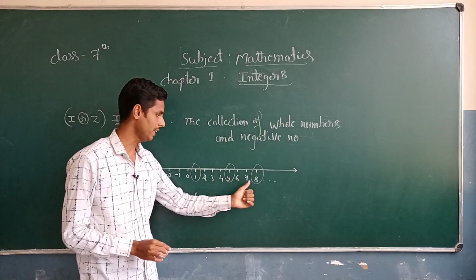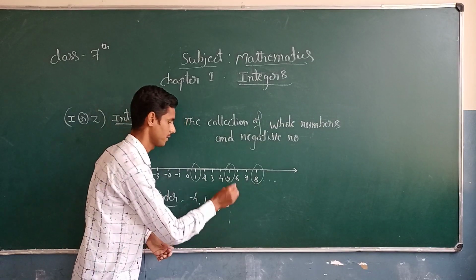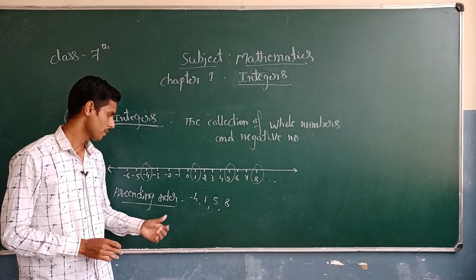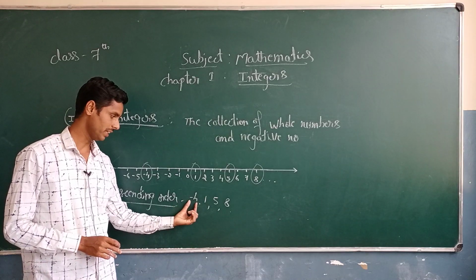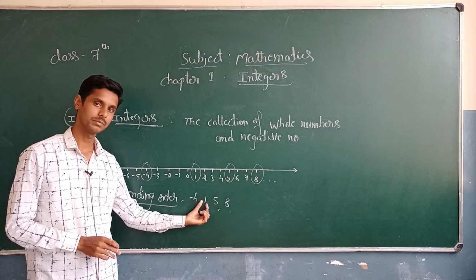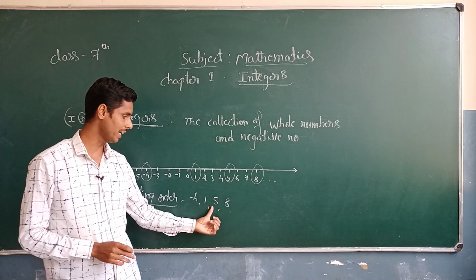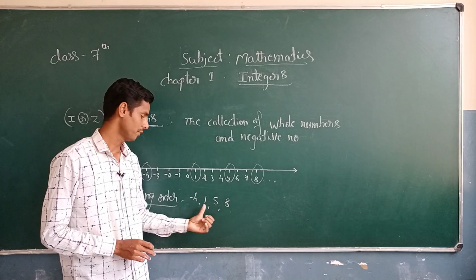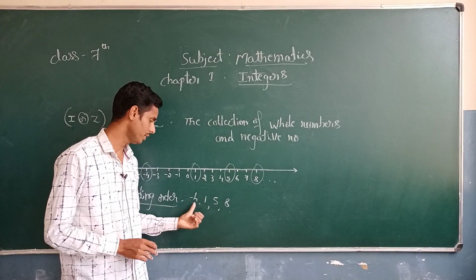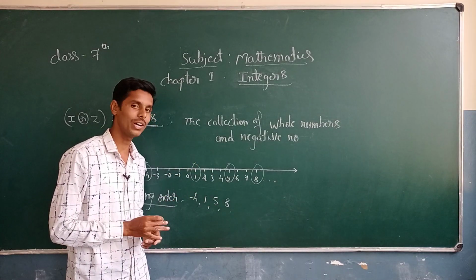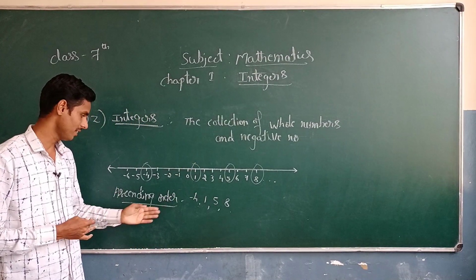After that, you write 8. Okay? This is the ascending order. So, minus 4 is smaller than 1. 1 is smaller than 5. 5 is smaller than 8. So, I have written from smaller to a bigger value. That means this order is in ascending order.